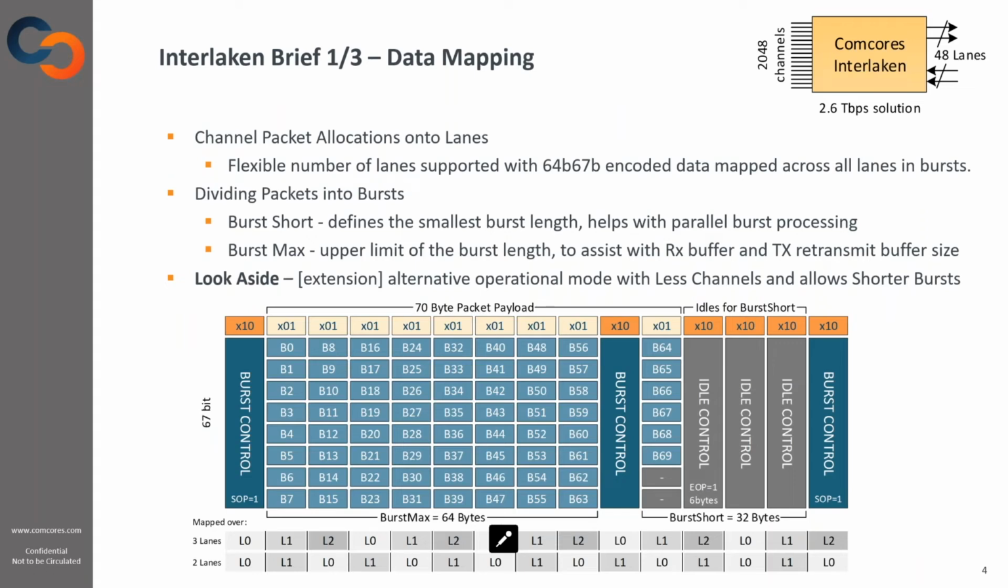Right, so burst short and burst max define the sizes of bursts, and burst short defines the minimum burst size, which is 32 bytes in the standard protocol. But I just want to point out that it doesn't mean that the minimum amount of data you can put into a burst is 32 bytes. You can send a 1 byte packet if you need to, but the rest would be filled with padding. On the opposite, burst max is not restricted by the protocol. In this example it is 64, but it can be a multiple of 64 bytes. So the sky is the limit.